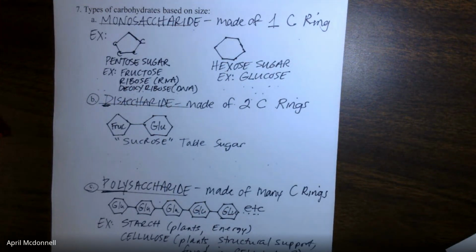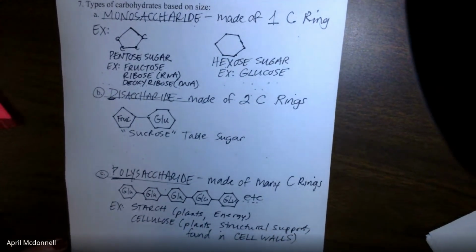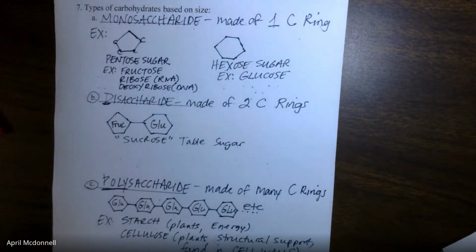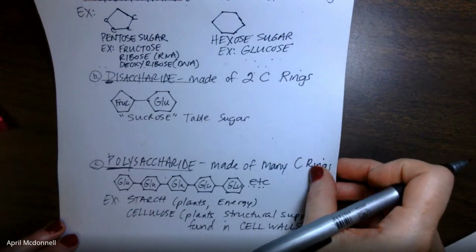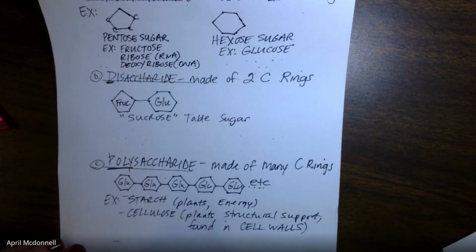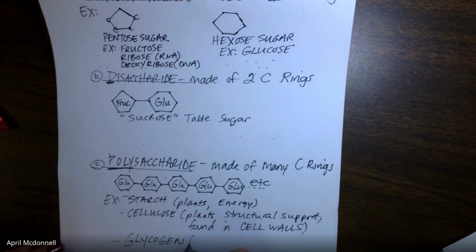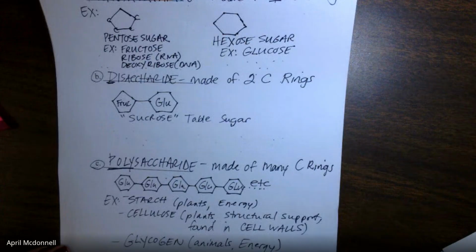Our last type of polysaccharide is going to be called glycogen. This is made by animals like you and I and basically provides energy to cells.